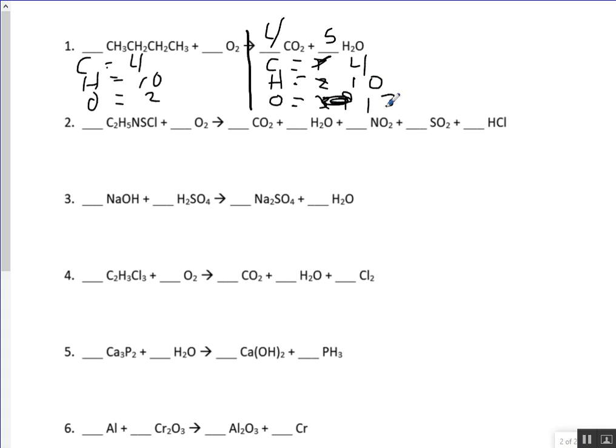So then what happens when we get an odd number? I have even 2 over here for O's. I have odd, I have 13. That's probably telling me I have to double everything, which a lot of people hate to do. But watch what I'm going to do. I'm going to double every coefficient. So I'm going to put a 2 in front of here. Instead of a 4, I'm going to put an 8 here. And instead of a 5, I'm going to put a 10 here.